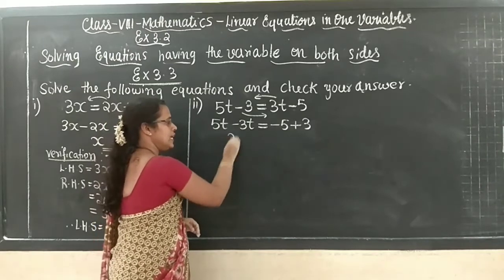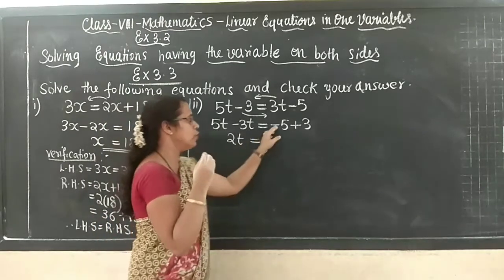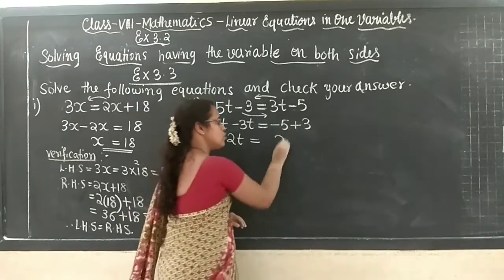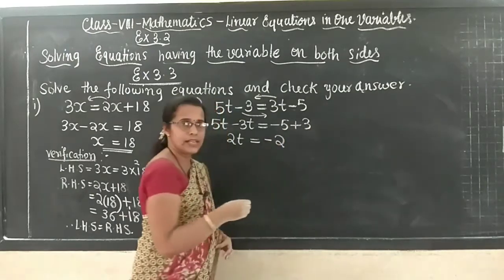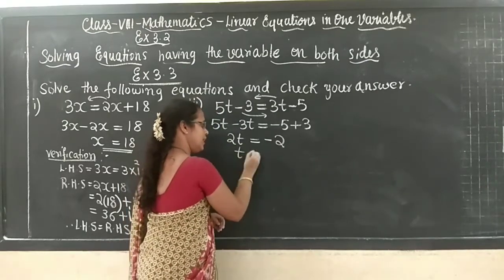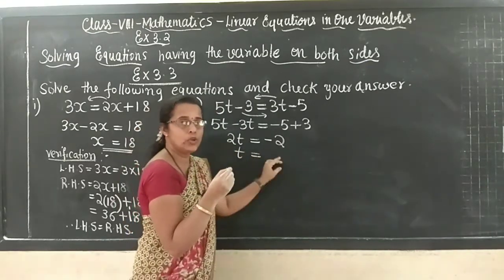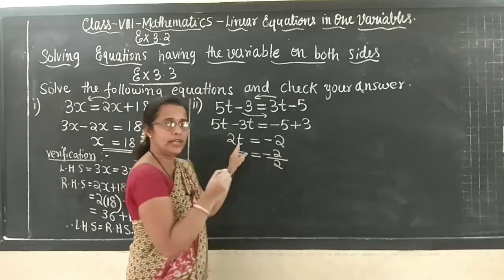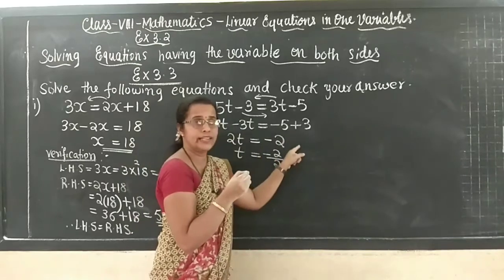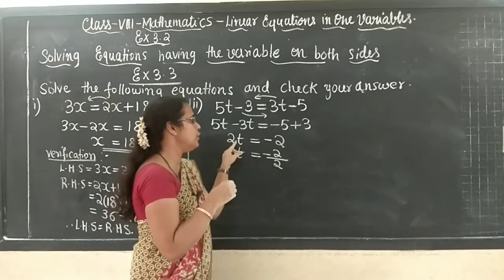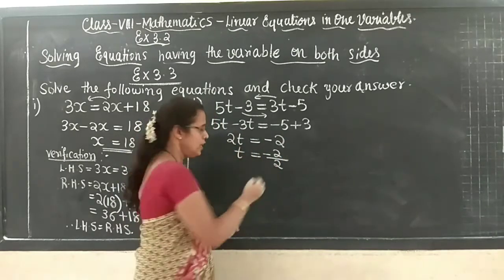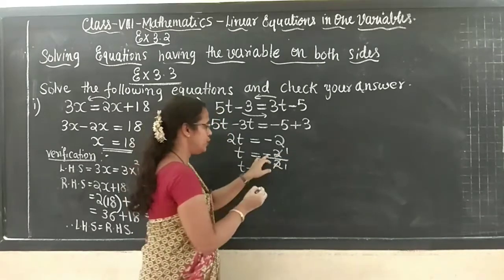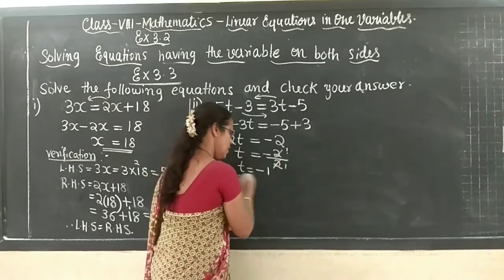5 minus 3 is 2t. 2t is equal to minus 5 plus 3, you have to subtract. 5 minus 3 is 2. Bigger number sign is minus. Okay, so what is the value of t? Where is 2 going? Go to denominator. So minus 2 by 2. 2 into t. Please don't take that side, it is wrong method. So 2 into t, you go for division. So 2 1s are 2, 1s. What is the value of t? t is equal to minus 1 by 1, which is minus 1.